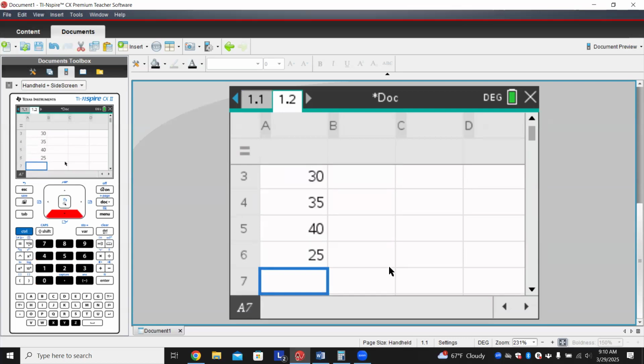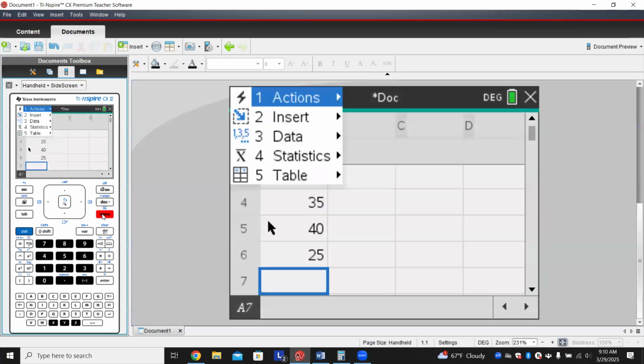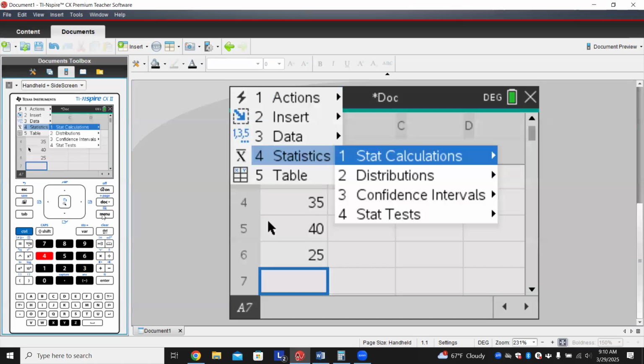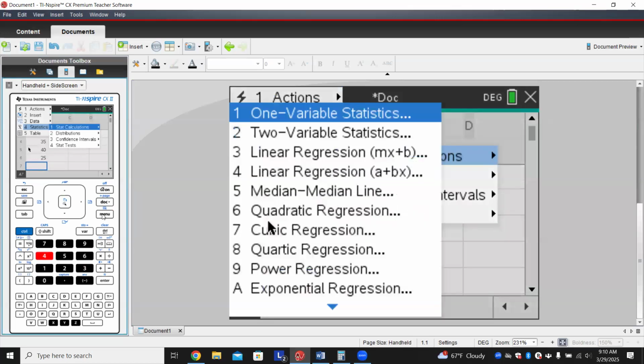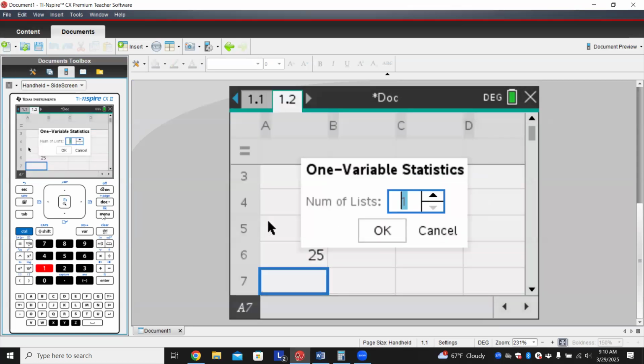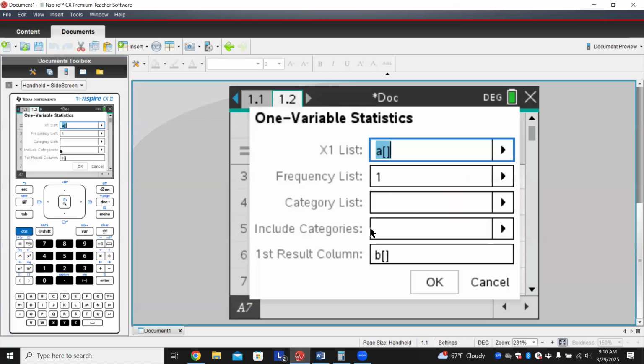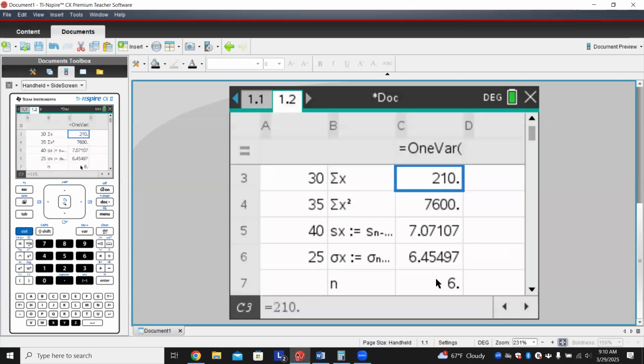And again, to recall, this will again be menu. For me, I'm just going to type the numbers because earlier I tried to click on it and it took me to the wrong thing. So then I'm going to go 4 for statistics, 1 for stat calculations. We only have 1 variable we're looking at, so this will be a 1 variable statistic. I just have 1 list. There's not multiple lists here. I'll hit OK. I want the results from the column A to go to column B, so I'll hit OK.